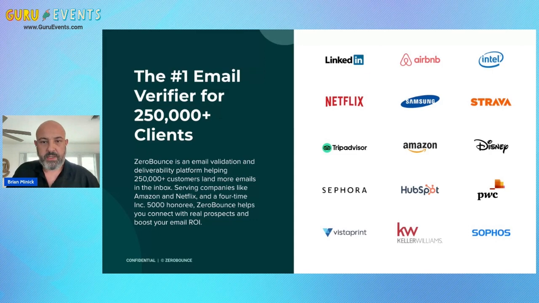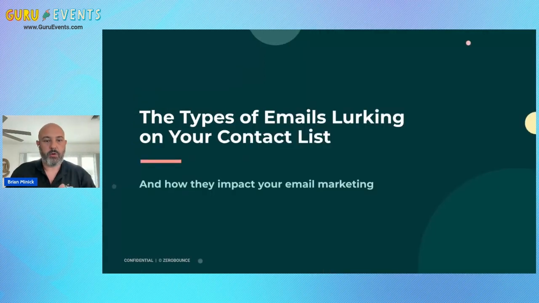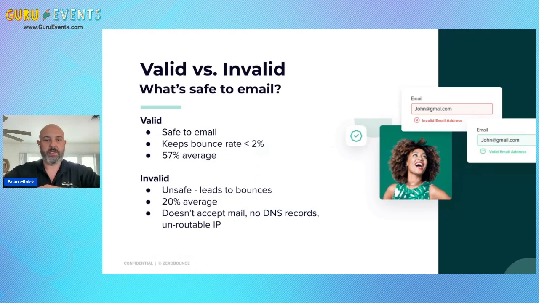A little bit more about Zero Bounce. We are the #1 email verification platform. We have over 250,000 customers on the platform. These are just a small sample of some of the brands and logos that trust us with their data and the accuracy and quality that they're expecting. So if you're looking for email validation, we're going to talk about that here today, as well as some of the different types of classifications that we'll provide and what to do with those type of emails on your marketing list. So what are the types of emails lurking around your contact list, and how do they impact your email marketing performance?